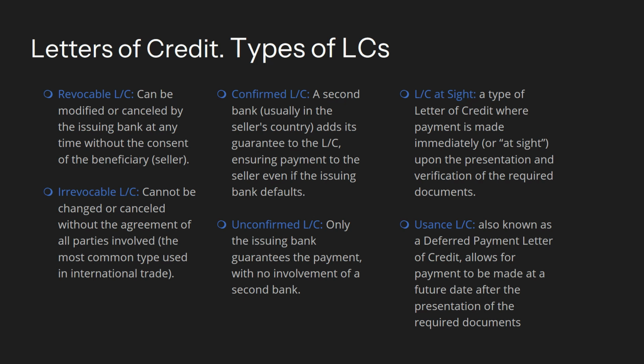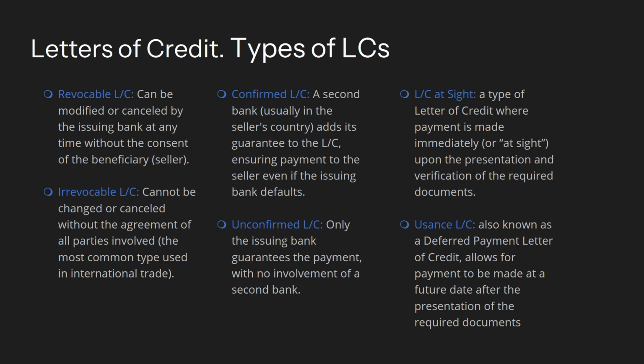And LC at sight is a type of letter of credit where payment is made immediately, or at sight, upon the presentation and verification of the required documents. This means that as soon as the seller, the beneficiary, submits the correct documents to the bank, the bank checks them for compliance, and if everything is in order, the bank makes the payment right away. Often used in commodities trading and other industries where quick payment is standard practice.